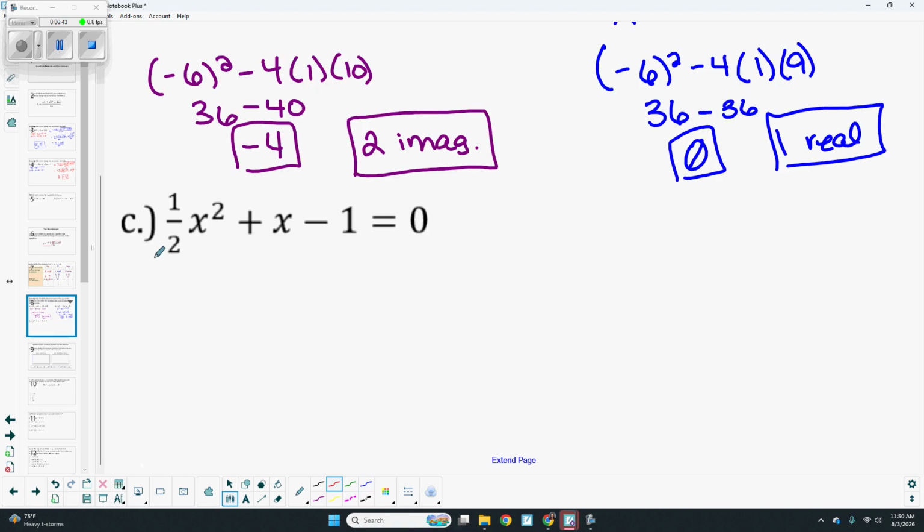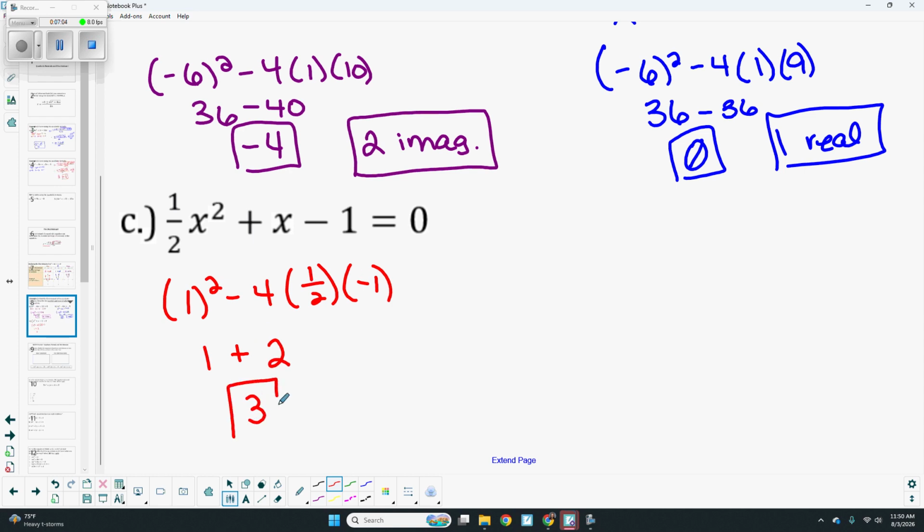For part C, I have A is 1/2, B is 1, C is -1, so B squared minus 4 times A times C. So 1 squared is 1. I have two negatives, that's going to be a plus. 4 times 1/2 is 2, times 1 is 2. So my discriminant is 3, positive number, 2 real solutions.